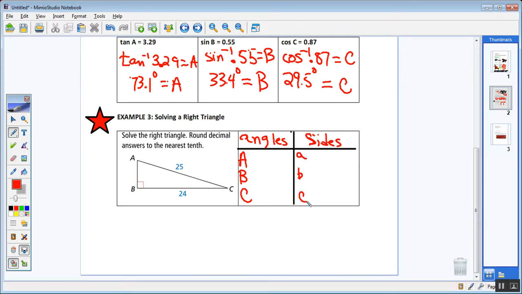Now understand this, kids. Angle B right here is how many degrees? 90. Which side is across from the 90-degree angle? 25. So we always relate opposite sides like this. So I say little b is what value? Okay, do I know any other angles? Do I know any other sides? Would that side be small a or small c?